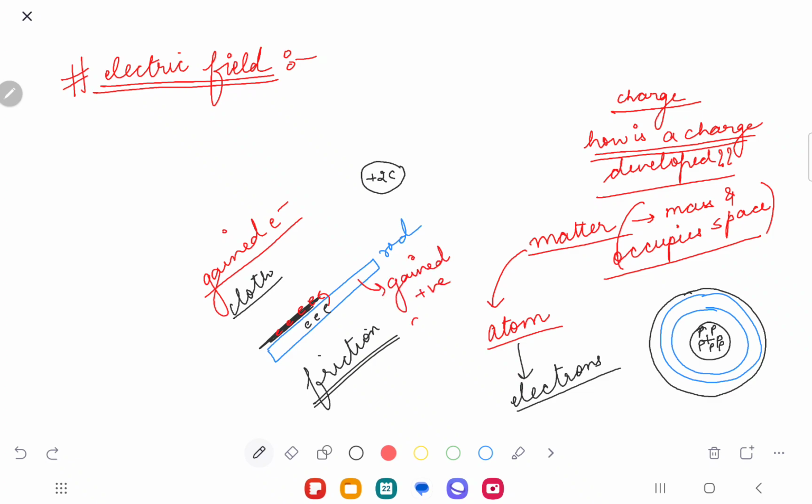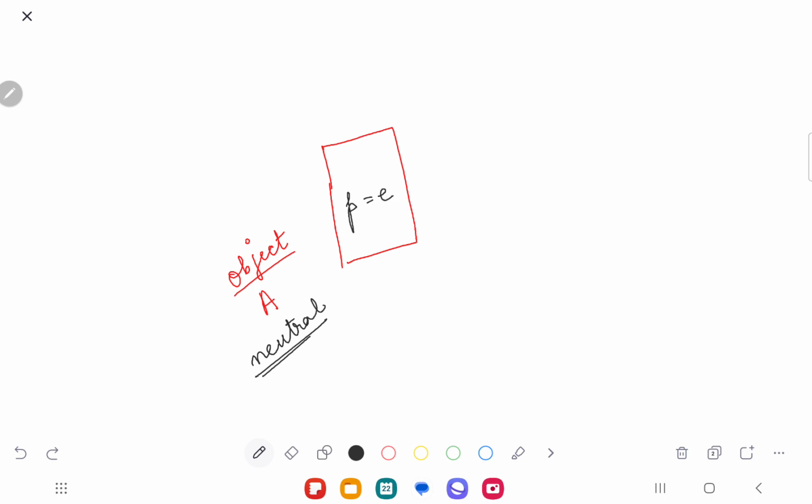So what do you understand by charge? In reality, there is only negative charge. But what exactly happens is that whenever we talk about a particular object A and say this object is neutral, that means it has an equal number of protons and electrons. If it has 100 protons, it would have 100 electrons as well.